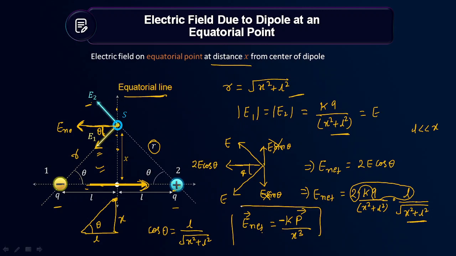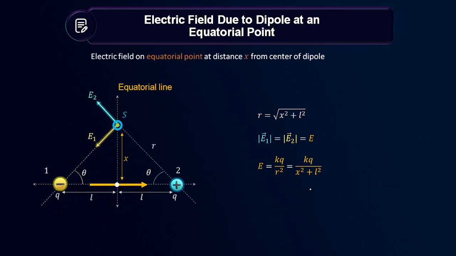Only two formulas from this part you need to remember. At the axial point, it was 2Kp by x cube. At the equatorial point, it will be minus Kp upon x cube. Hope it is clear to everyone. Yes or no?